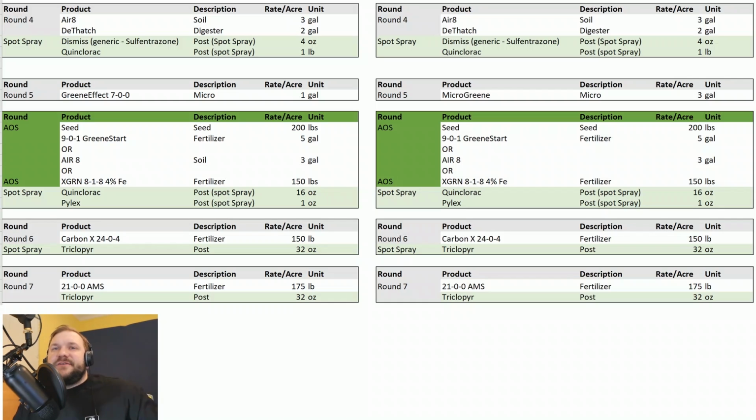Round 7, I just have ammonium sulfate for the 2 ending applications. Again, the target there is ammoniacal nitrogen going into the winter. You're focusing on that root development portion of the plant, that growth cycle of the plant. So as far as programs are concerned, you can really get creative here. And if you pay attention to how I have that structured, I like it.